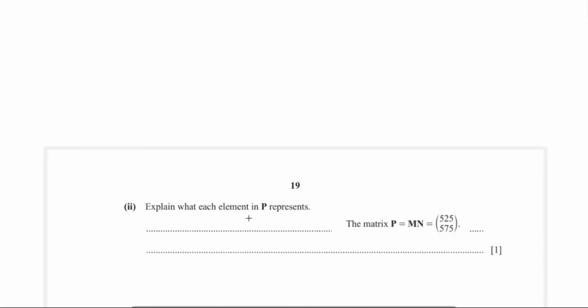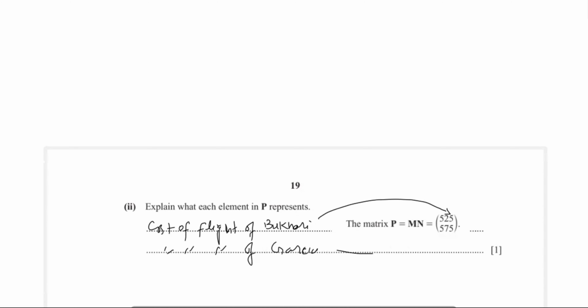And the matrix P represents the cost of flight of the Bukhari family and the cost of flight of the Garcia family. This is the total cost of flight for the Bukhari family, and this is the cost of flight for the Garcia family. Now move to the next question.